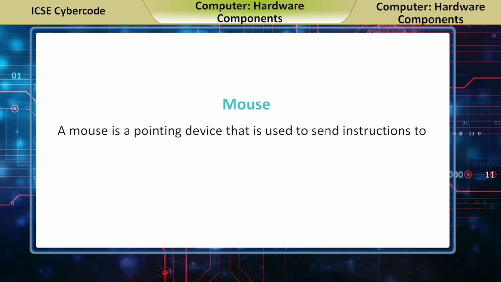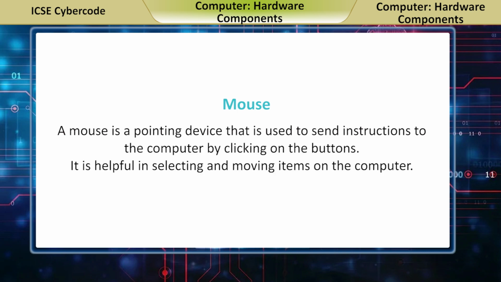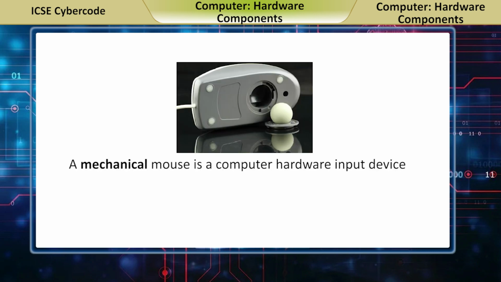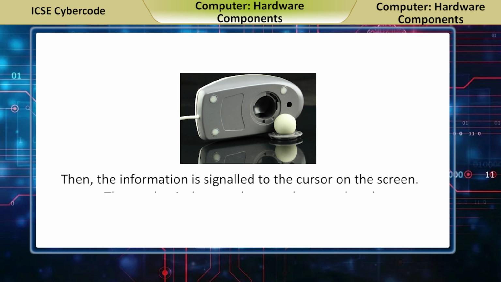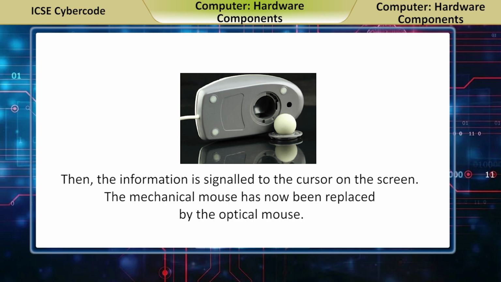Mouse. A mouse is a pointing device that is used to send instructions to the computer by clicking on the buttons. It is helpful in selecting and moving items on the computer. There are two types of mouse. A mechanical mouse is a computer hardware input device made up of a metal or rubber ball at its base. When the mouse is moved, the ball rolls and sensors detect the movement of the ball. Then, the information is signaled to the cursor on the screen. The mechanical mouse has now been replaced by the optical mouse.